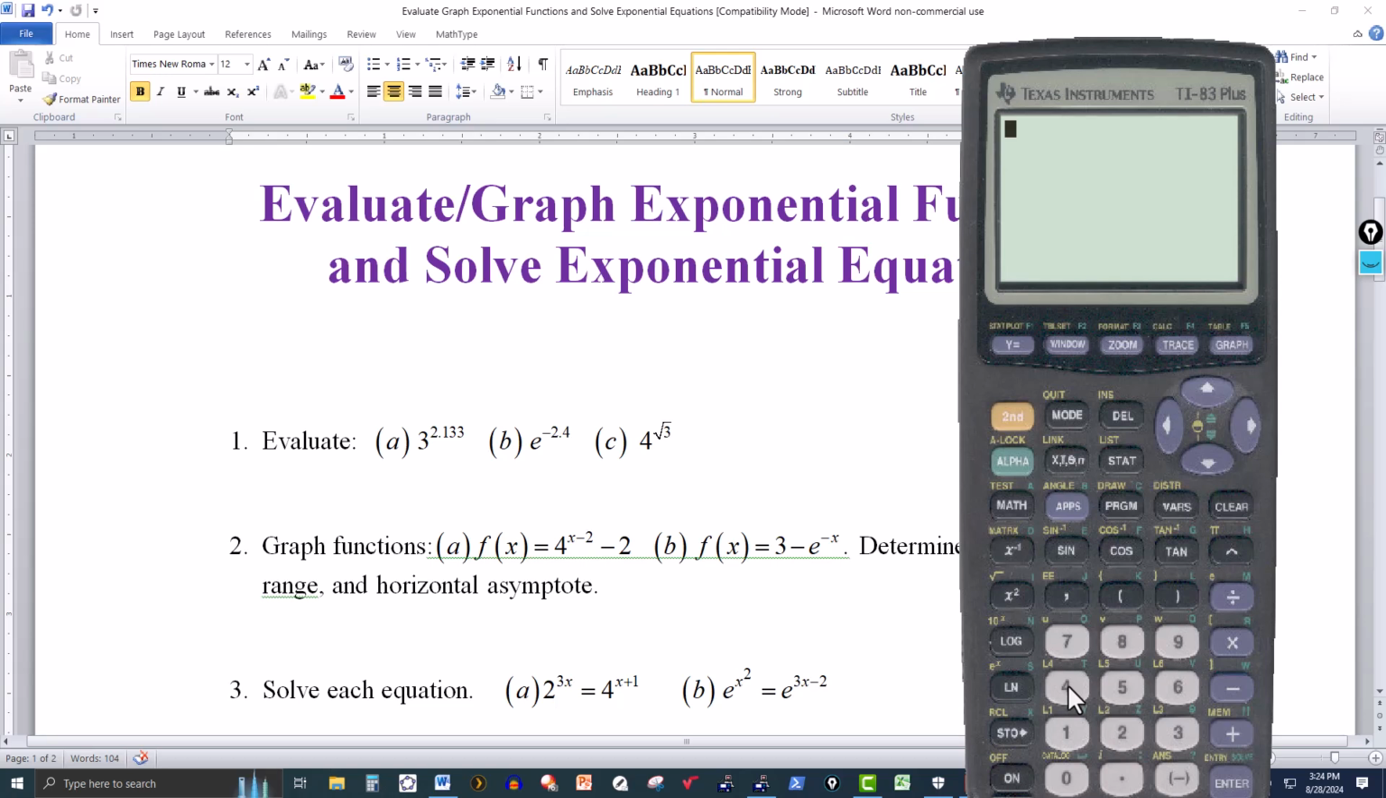And then for part C, we have 4 taken to the exponent, the square root of 3. Close parentheses, we hit enter, and to 3 decimal places, we get 11.036.